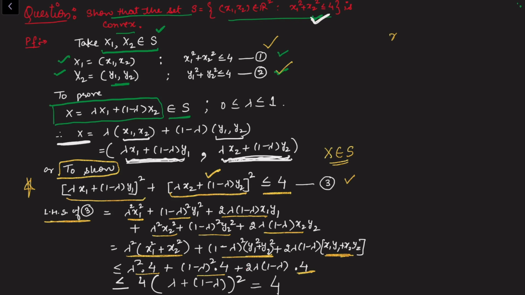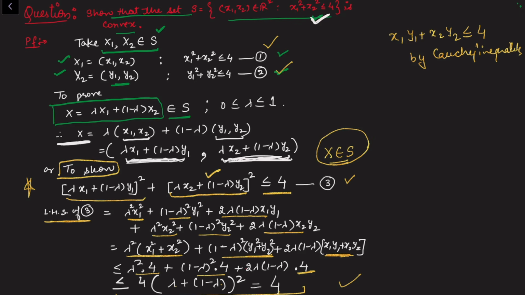So what I have used here is that x1 y1 plus x2 y2 is always less than or equal to 4. I have used this by simply using Cauchy's inequality. Simply substituting this value, which is also equal to 4, we can see that 4 comes out, and this is lambda plus 1 minus lambda whole square. And lambda plus 1 minus lambda is simply 1. So this value is 4, and hence it shows that X belongs to the set S. This way we can show algebraically that the set S is convex.